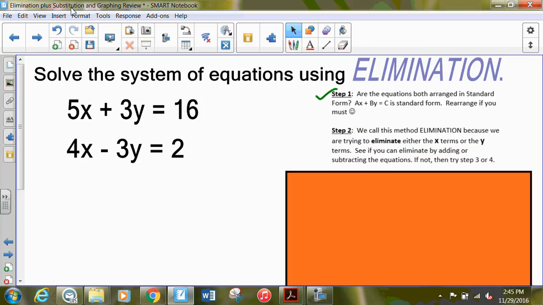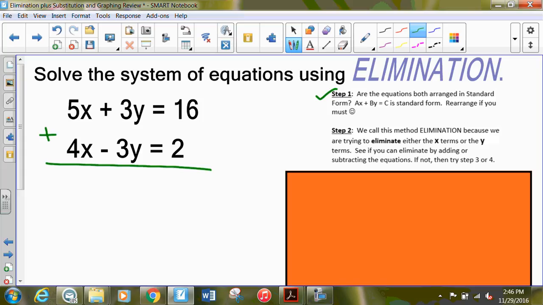We call this method elimination because we are trying to eliminate either the x terms or the y terms. See if you can eliminate by adding or subtracting the equations. So let's look at this. If we add this first equation to the second equation, I know this looks weird. We've never done addition like this, but look what's going to happen. We'll have 5x plus 4x. Well, that'll be 9x. And then 3y plus negative 3y.